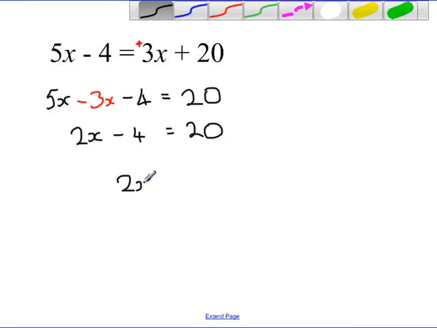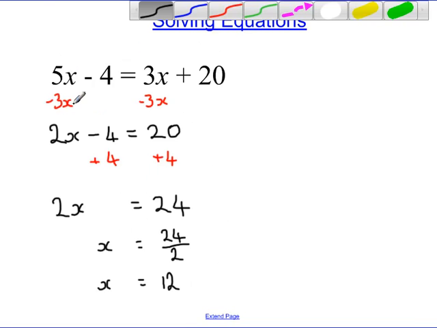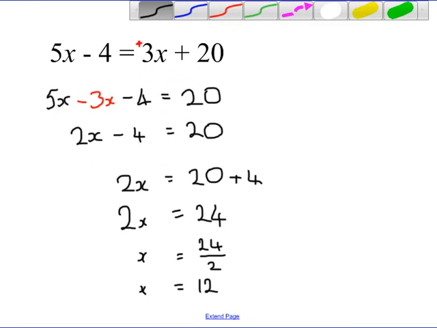So you'll end up with that. 2x will be on its own now. The 4 has gone onto the other side, so it becomes a plus 4. And just to tidy that up again, so 2x is going to equal 24, and therefore, again, just to finish it off, the opposite of multiplying by 2 is dividing by 2, so it's 24 divided by 2, which means x equals 12. So two different ways of solving it, one using swapping sides, swapping signs, and the other one where whatever you do to one side you do exactly the same to the other side.